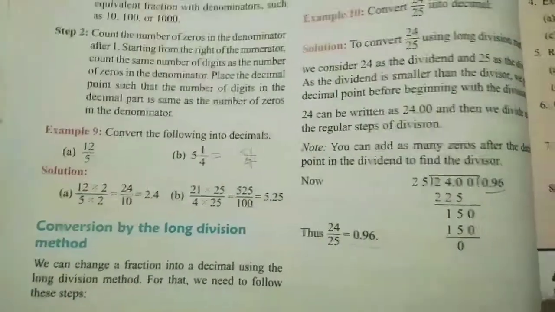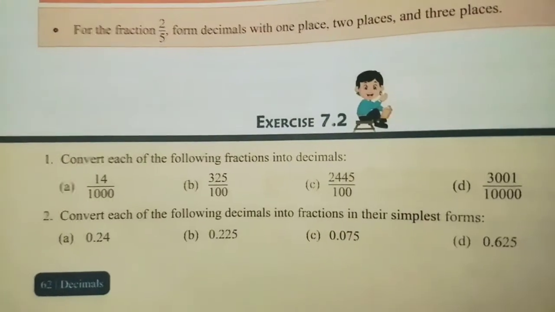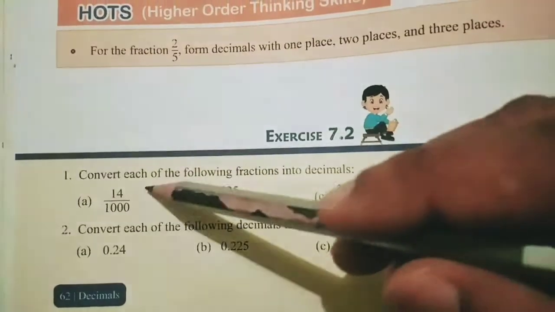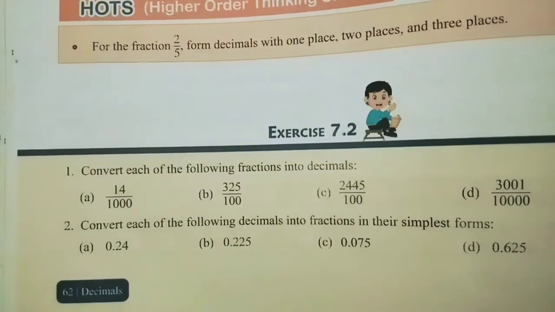So I hope you have understood the topics now. Now let us start our exercise 7.2. So the first question is what? Convert each of the following fractions into decimals. So here you have to directly convert this fraction into a decimal number, very easy.